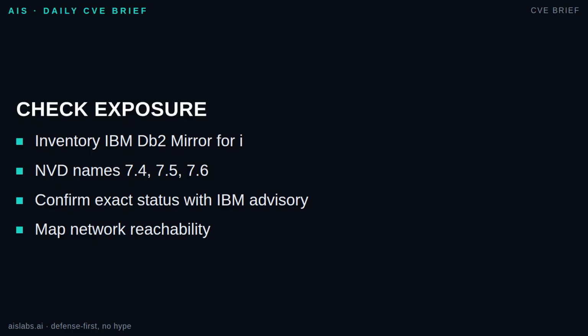Next, map reachability. Which networks can connect to the relevant Db2 Mirror for I services or management surfaces? Are they limited to a tightly controlled administrative segment, or are they reachable from broad internal networks? Are there firewall rules, access control lists, VPN boundaries, or jump hosts in front of them? Also identify business criticality, production pairs, high availability dependencies, and systems where downtime or data inconsistency would be especially costly. The goal is to build a short, accurate list. Affected or potentially affected, reachable or not reachable, production or lower environment, remediated or pending.